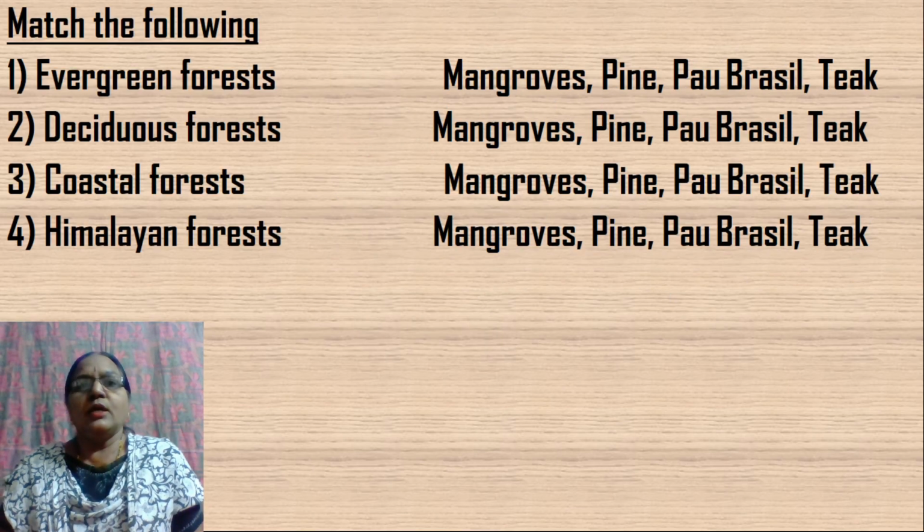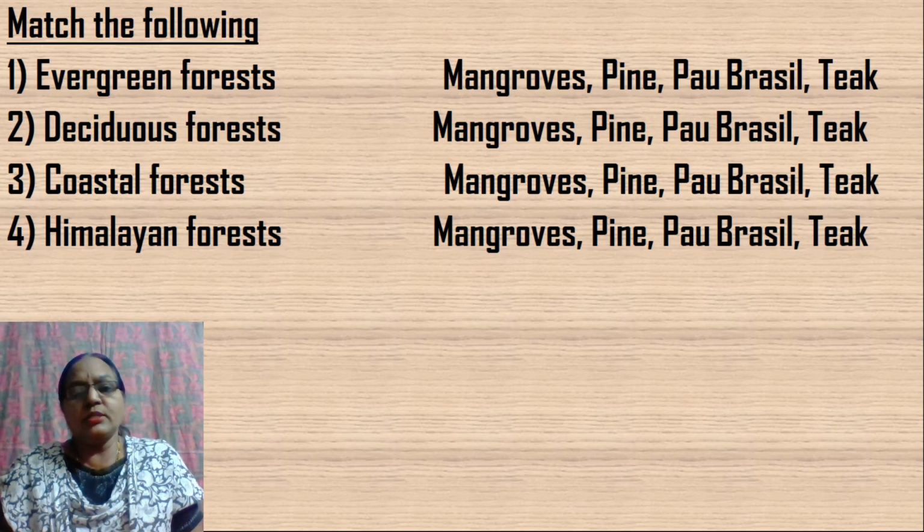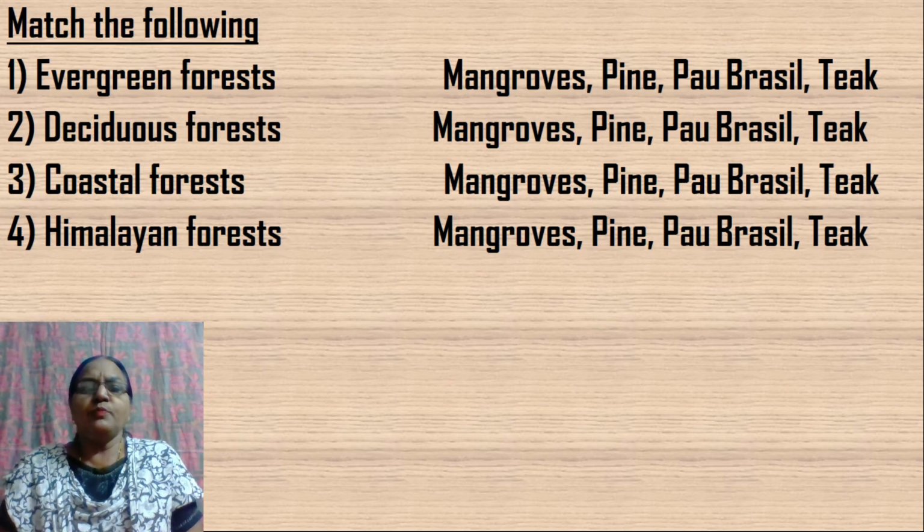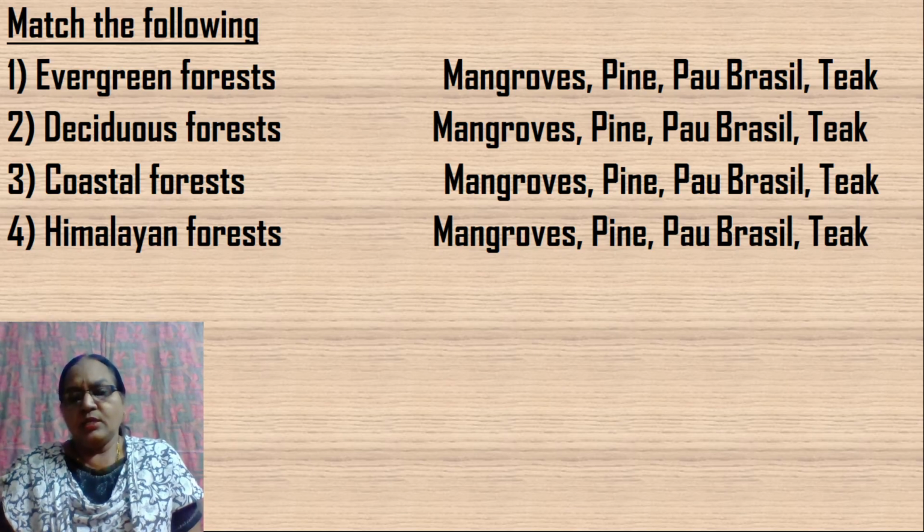Now, here we are going to do a match the following. This is just the type of question that you can expect in your semester. In the next session, most probably I'll be discussing your paper pattern also. So here we are going to match these. We have got two columns, column A and column B. So let's see the first one.